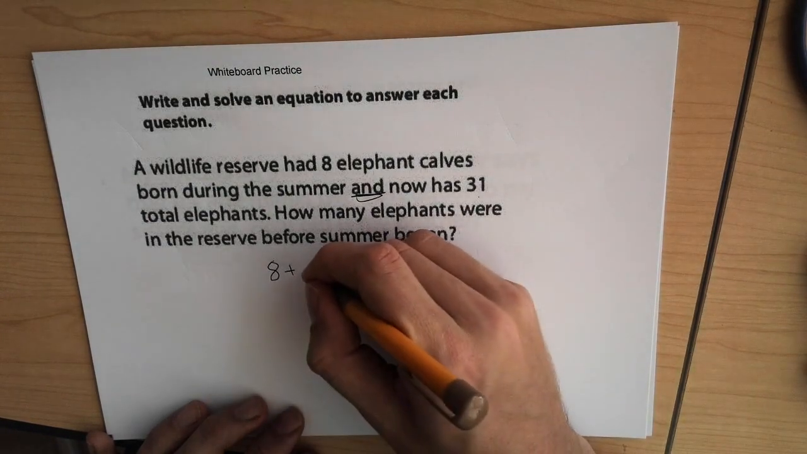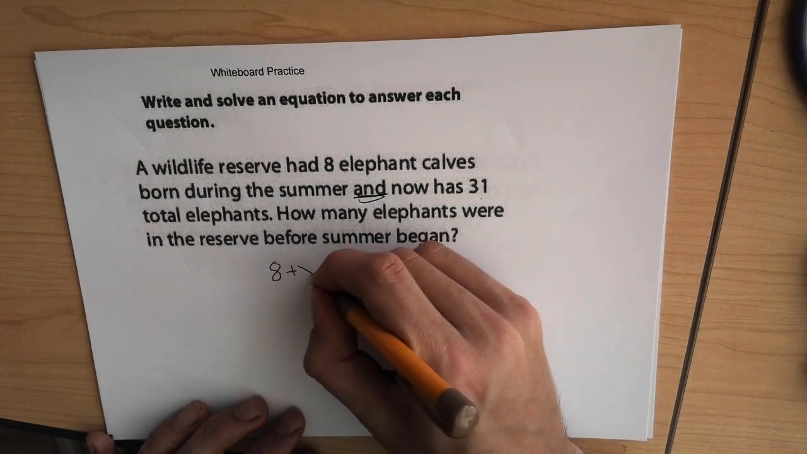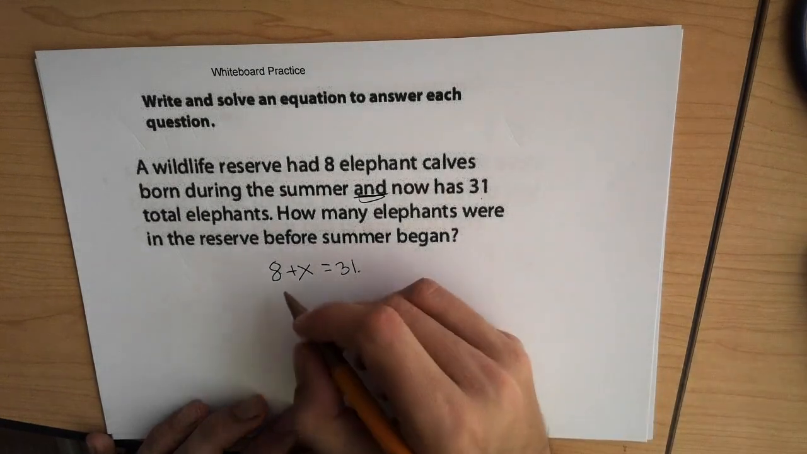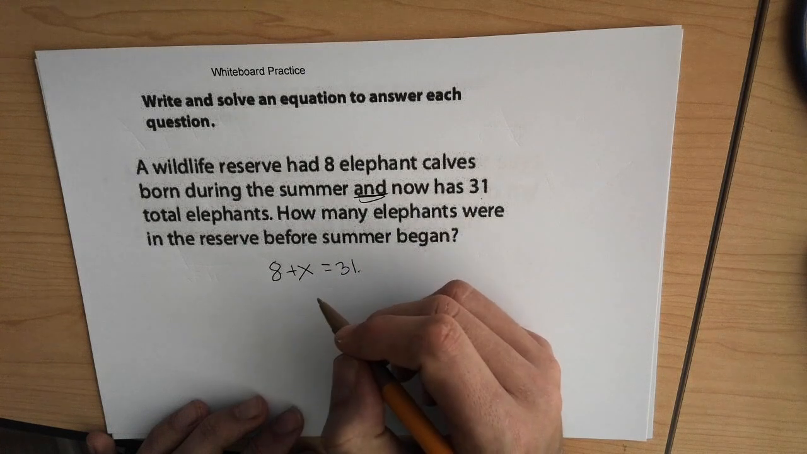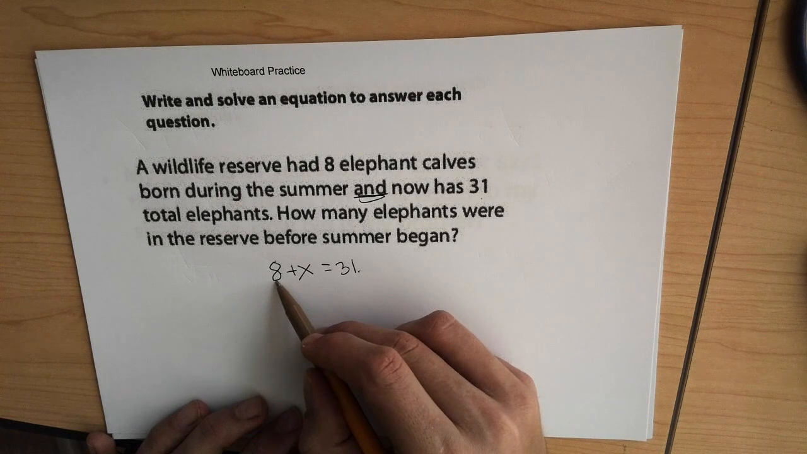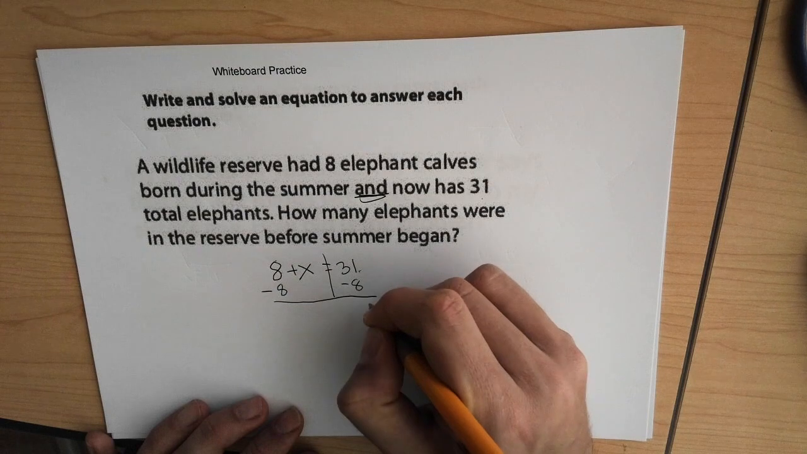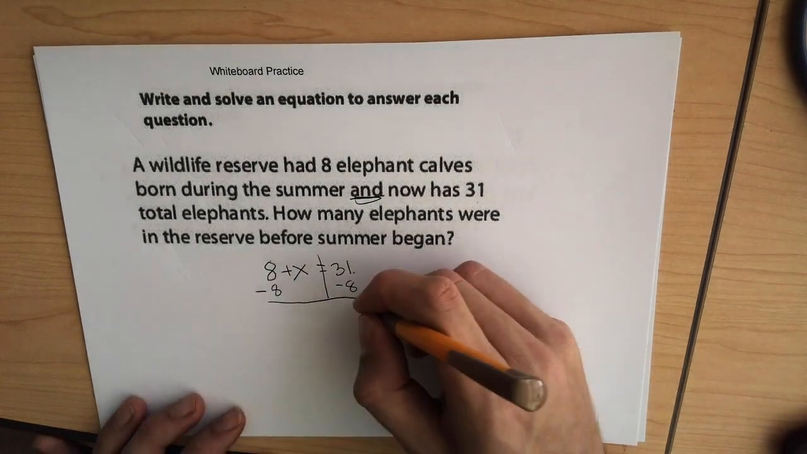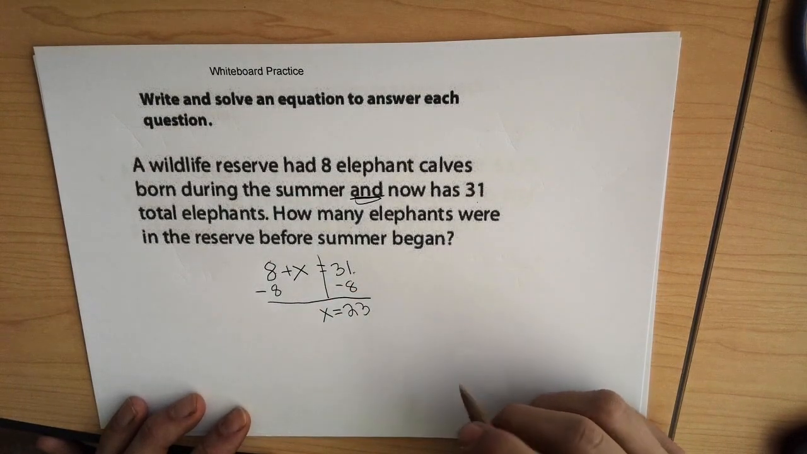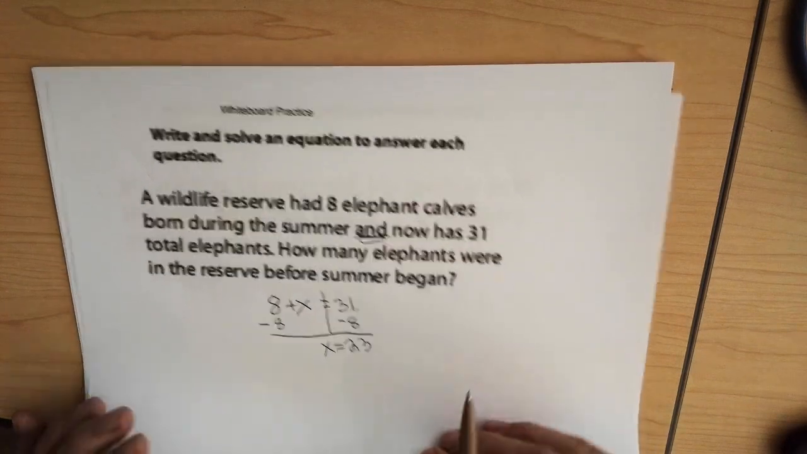So what we're missing here is the amount of elephants from here to here. So we'll put in an x for the blank there. So now we'll use inverse operations to figure out what x is. Even though there's no sign in front of this 8, we subtract it from the right side. And 31 minus 8 is 23. So x equals 23. How many elephants were in the reserve before the summer began? 23 elephants.